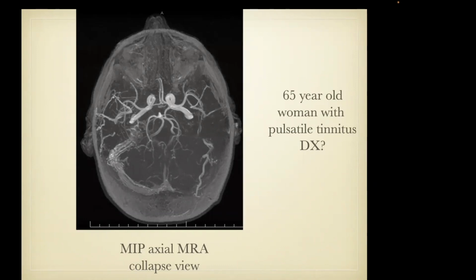Sagittal sign. Oh, sorry. Okay. Rima, what do you see in this case? This is a 3D time of flight MRA, not a venogram. Or Susanna, what do you think? What looks unusual here? I think it's left sagittal sinus thrombosis.